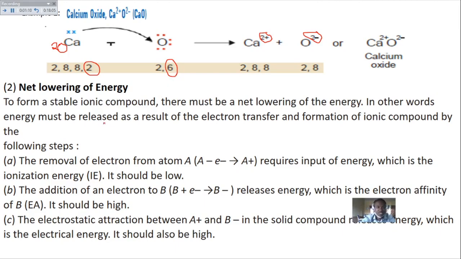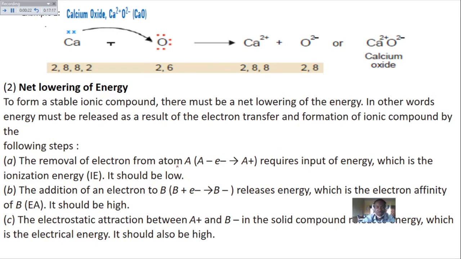The next one that you need that is very, very important is what we call net lowering of energy. Basically, you might be thinking, what are we saying here? To form a stable ionic compound, there must be a net lowering of the energy. In other words, energy must be released as a result of electron transfer and the formation of the ionic compound by the following steps.